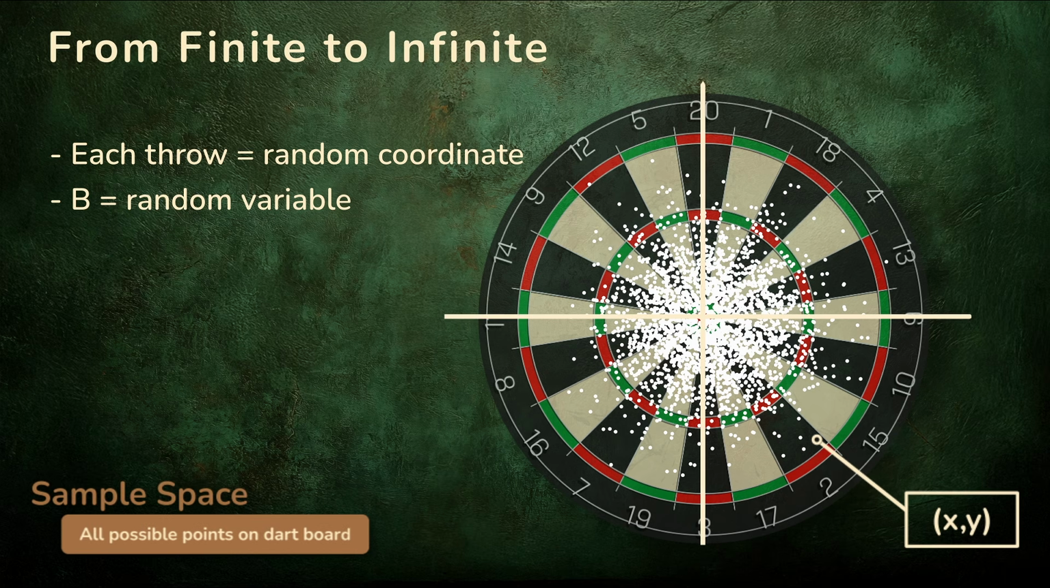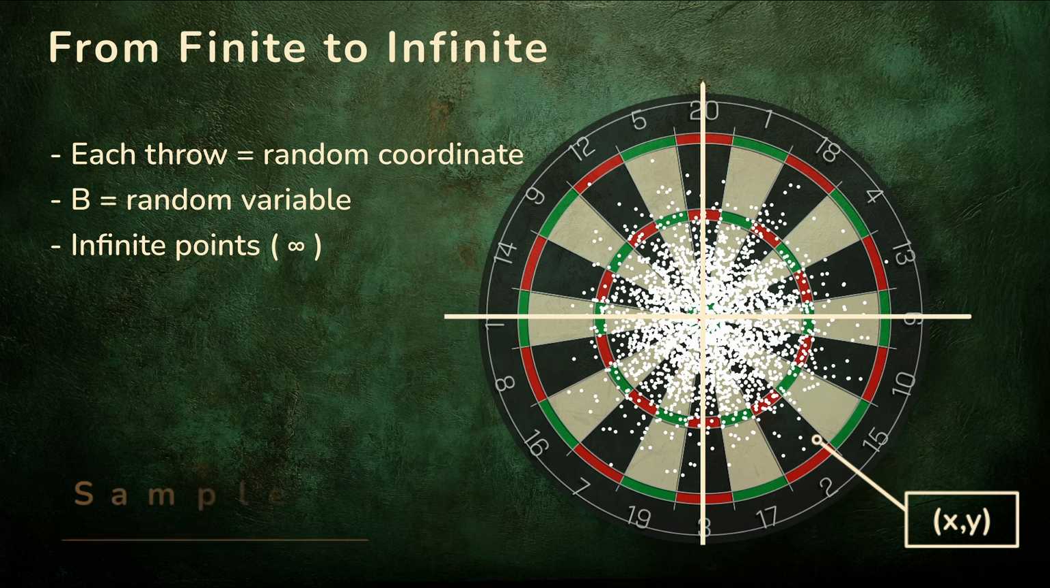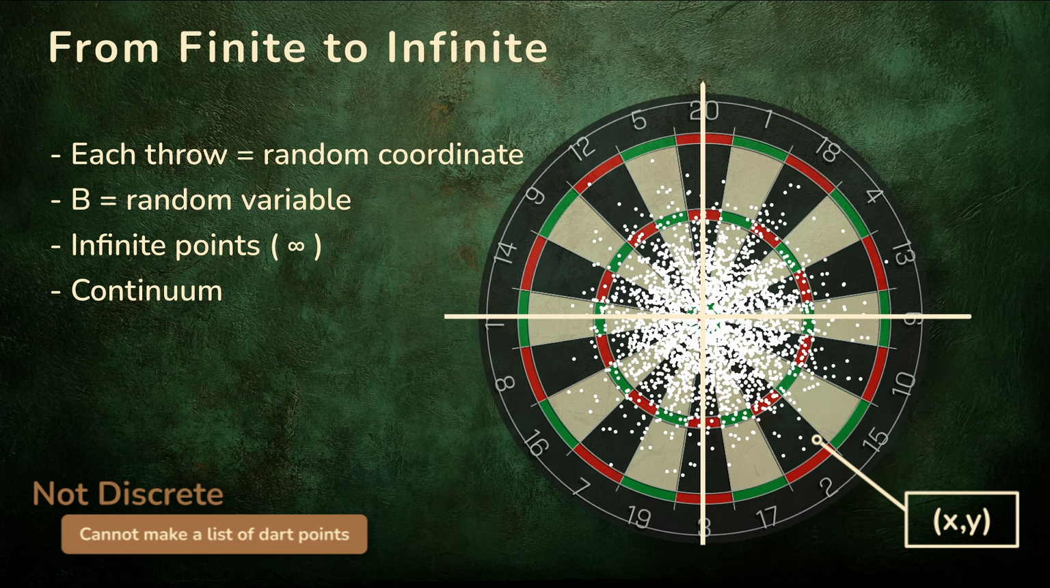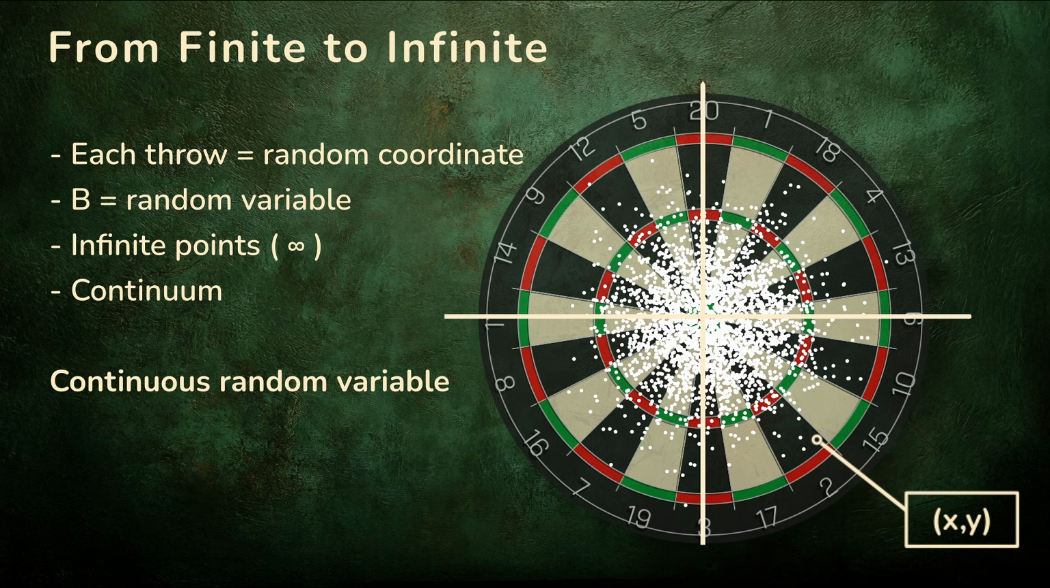Now the sample space is all of the points on the dartboard. Unlike the 6 faces of a die, there are infinitely many points on a dartboard. There's something more to recognize in this situation, a mathematical subtlety. The points on a dartboard vary smoothly across a continuum. There's no next point. You can't list them one by one. This means the outcomes are not discrete. That's what makes this a continuous random variable.